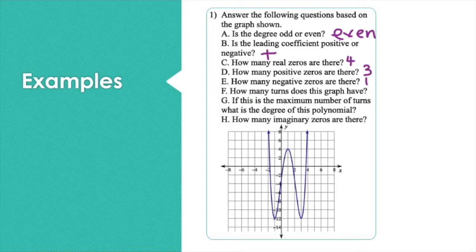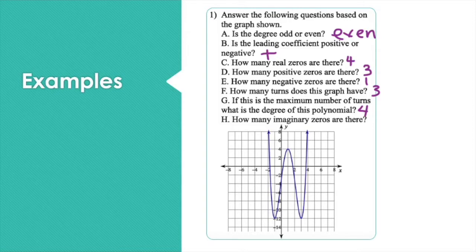How many turns does this graph have? Well, counting the turns is like counting the bumps. There's a bump here, a bump here, and a bump here, and those are all turns. There are 3 bumps, 3 turns. If this is the maximum number of turns, what's the degree of the polynomial? The degree is 1 more than that, so this is a 4th degree. Remember, the degree is the same as the number of complex zeros.